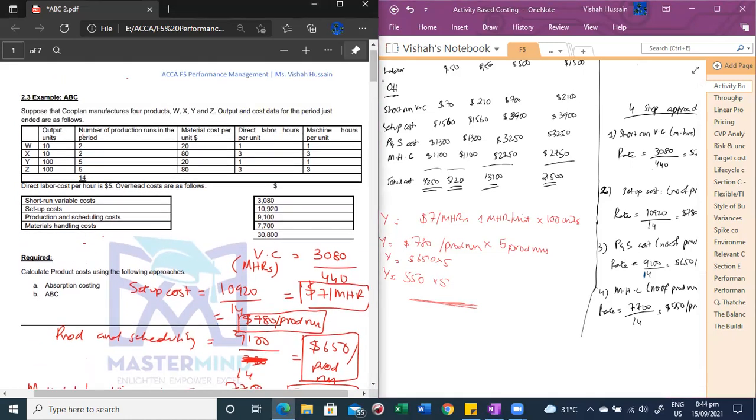I am going to show you the workings for Y. I'll make you understand it. Then I want you guys to try and check it for X, W, and Z, and tell me if you find any confusion anywhere.